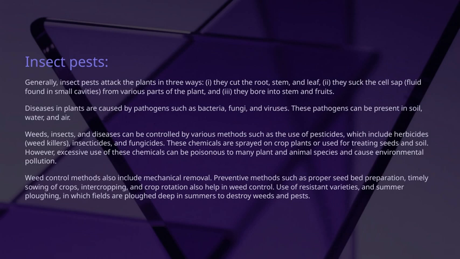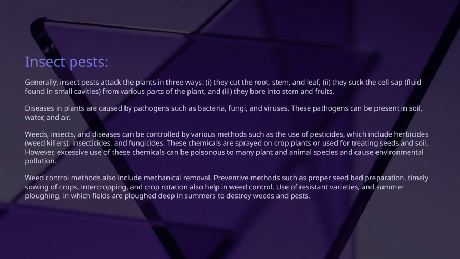Now, moving on to plant diseases. These are caused by pathogens like bacteria, fungi, and viruses. What's important to remember is that these pathogens can be present almost anywhere: soil, water, and even the air. So managing disease involves controlling these sources as well. To combat weeds, insects, and diseases, we have various methods. Pesticides are commonly used. They include herbicides for weeds, insecticides for pests, and fungicides for fungi.